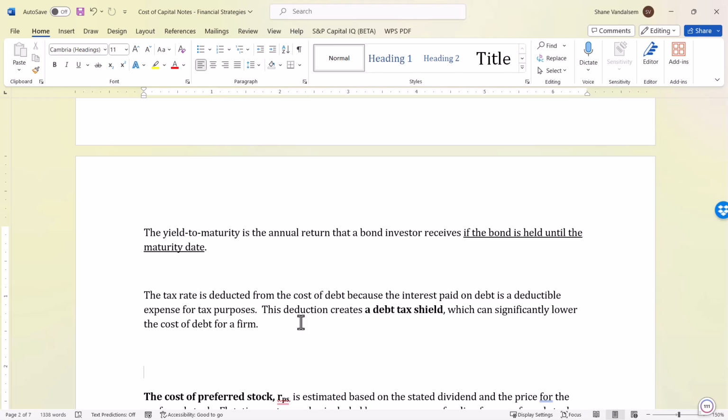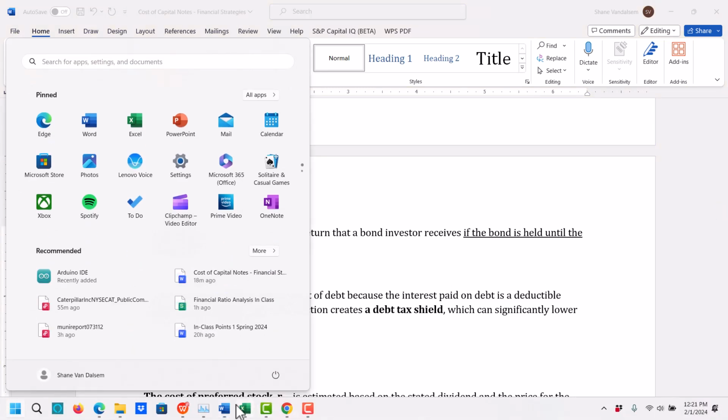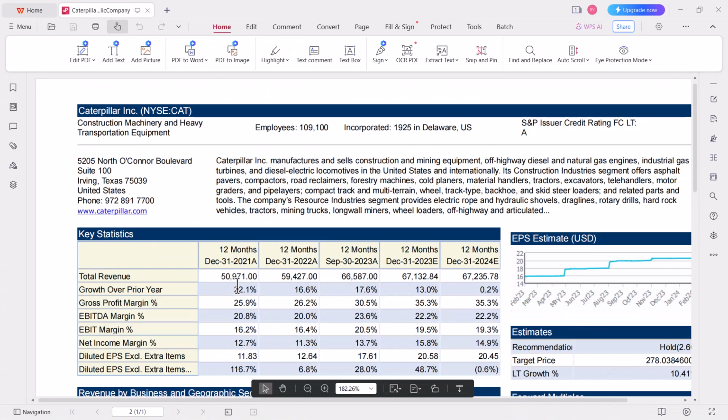So let's take a little break here from the notes. We're going to look at a company. The company we're going to look at is Caterpillar. I've got a couple of items here. So the first thing I've got here is what's called a tear sheet, and this sheet gives us some basic information about the company.